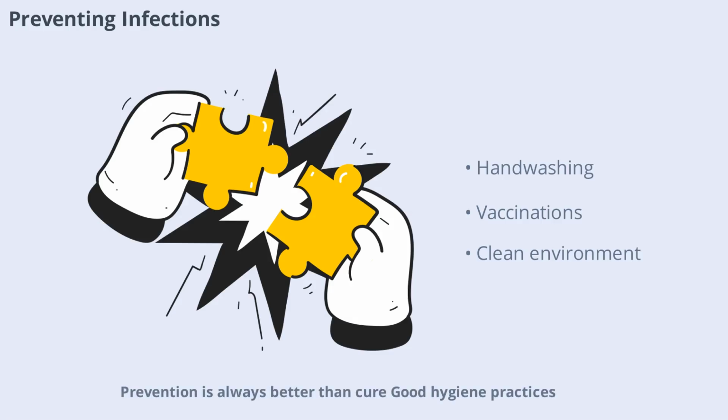Prevention is always better than cure. Good hygiene practices such as regular hand washing, safe food handling, and vaccinations can significantly reduce the risk of infections. Avoiding close contact with sick individuals and keeping your environment clean are also important preventive measures.